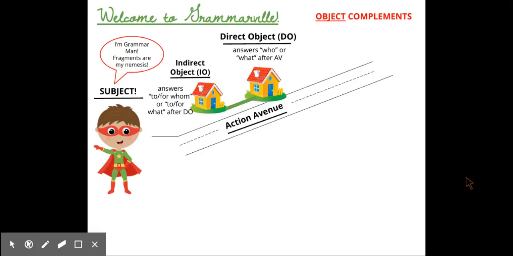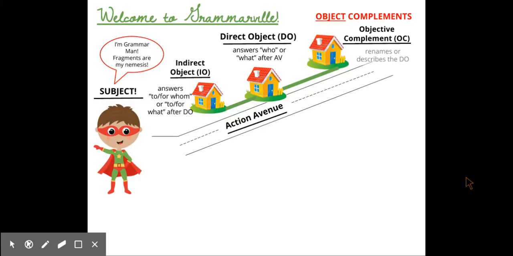The other place that Grammar Man can go after direct object house is he can go into objective complement house. So that's different than object complements. Objective complements rename or describe the DO. So that's it for today. We're going to deal with finding direct objects, indirect objects, and objective complements.